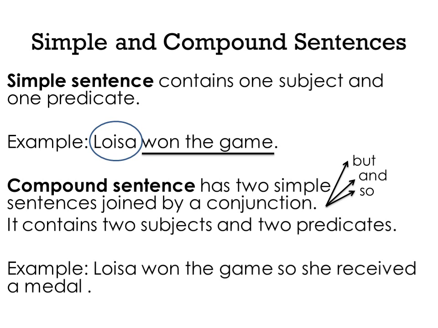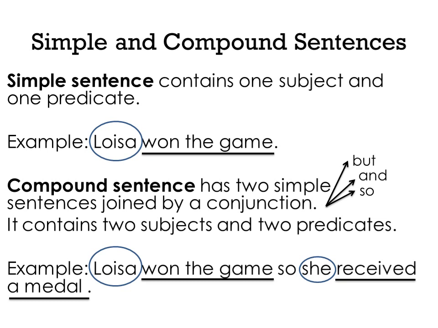Okay, so a compound sentence contains two subjects and two predicates. An example here: Loisa won the game, so she received a medal. Loisa is a subject, "won the game" is a predicate. Now we have one, and "she" is actually a subject, so that's two, and "received a medal" is a predicate. So now we have two subjects and two predicates. Therefore we call it a compound sentence.